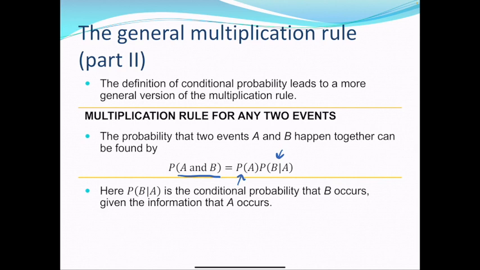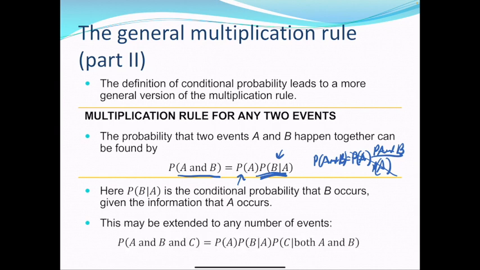And so I've got the probability of A and B is the probability of A, and this could also be written as the probability of A and B over the probability of A. So we can kind of see where this comes from. These cancel, and I'm just left with the probability of A and B. And this can be extended to any number of groups of events. It doesn't just have to be two events. So, an example.